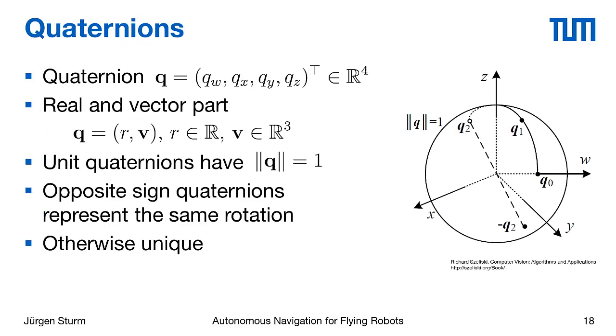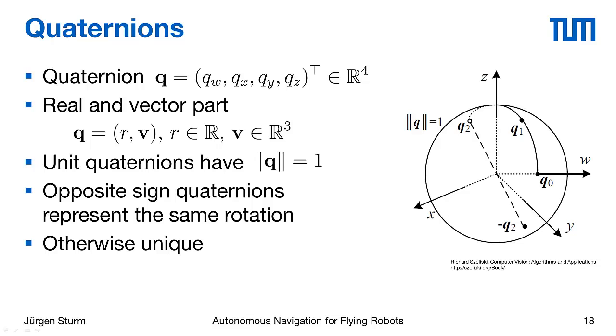So a last representation for 3D rotations are the so-called quaternions. A quaternion is a four-dimensional vector representing a rotation. It can be split into a real and a vector part. The real part is just a number, and the vector part is a three-dimensional vector. You can normalize them such that the length of the quaternion is exactly 1, and in this case, you can imagine these unit quaternions to be points on a four-dimensional sphere of radius 1.